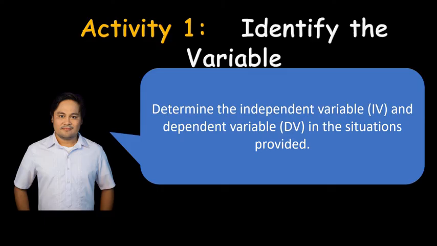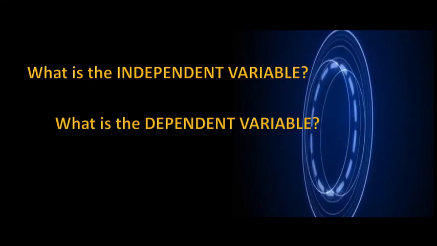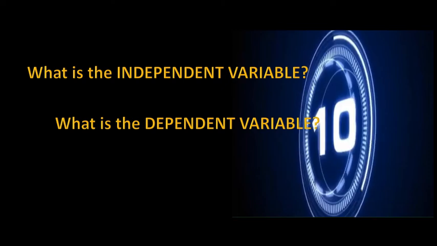Alright, let's go back to our previous activity and check your answers. Have you got them right or have you changed some of your responses? Let's take a look. For the first statement, a researcher would like to investigate the number of mosquitoes killed by a locally made spray. What is the independent variable and what is the dependent variable?